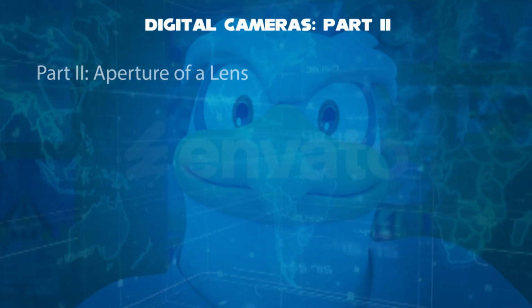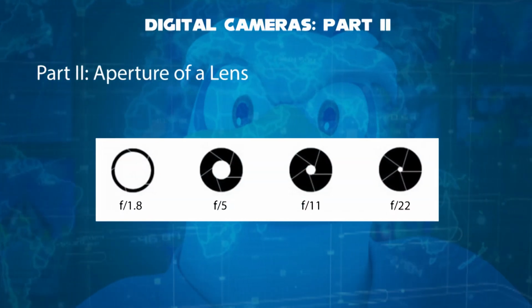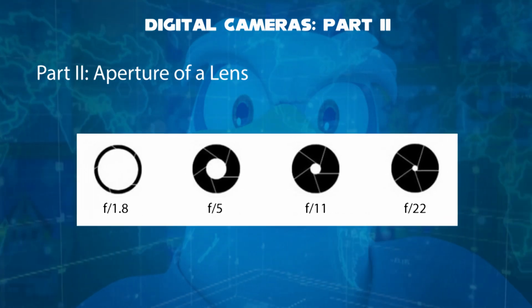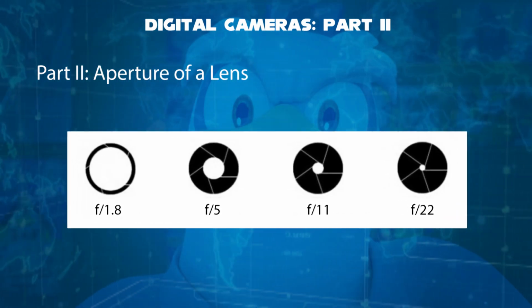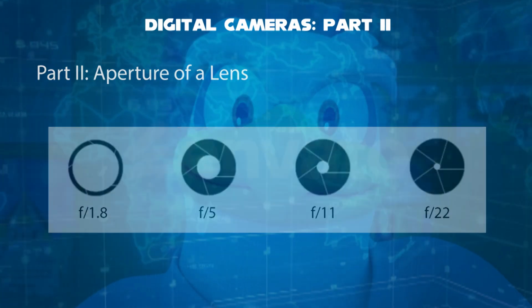Part 2, the aperture of a lens. In the previous part, we dealt with the working principle of cameras. This component we will talk about is called the aperture of a lens. It is the opening inside the lens that controls how much light enters the camera.